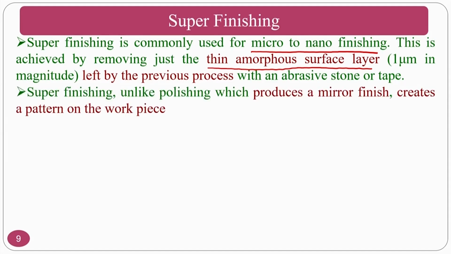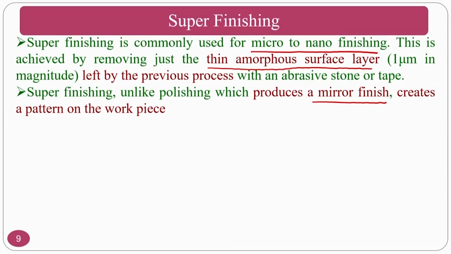Super finishing, unlike polishing which produces mirror finishes, can give the mirror surface finish, that's what I was telling. It can give you nano surface roughnesses and creates a pattern on the workpiece. It also creates some texture on the workpiece. That means it not only gives the mirror or nano surface finish, but it can also generate its own lay, that is the predominant direction of surface roughness. And this texture may be used in many products.